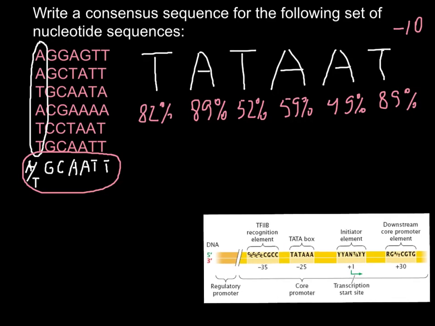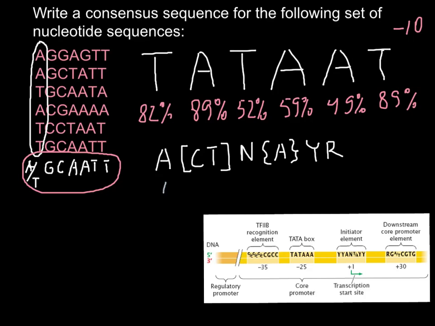And here is another example. In this example, I want to show you another way of notation for expression of the consensus sequence. For example, this is going to be A, and square brackets C, T, and then N, and then curly brackets and A, and then Y and R. Here you see on the first place is A, and that means adenine, and adenine in this example happens in 100% of the cases.